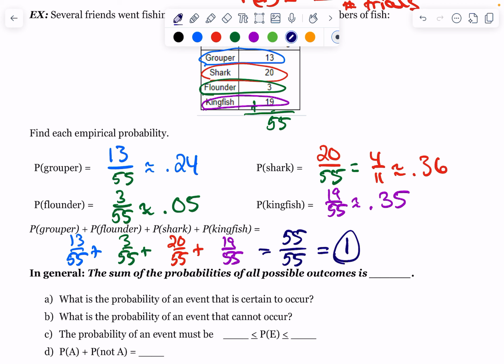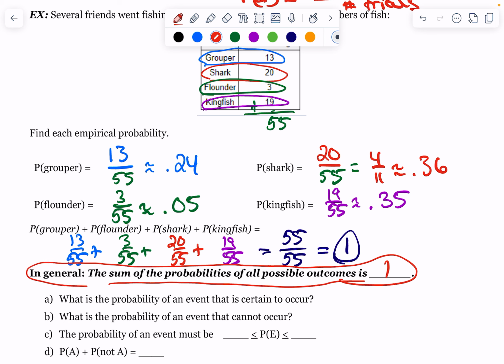So in general, the sum of the probabilities of all possible outcomes is 1. Because we added all the possible outcomes over here, it should add up to 1. If it does not, something's wrong or there's a mistake somewhere.